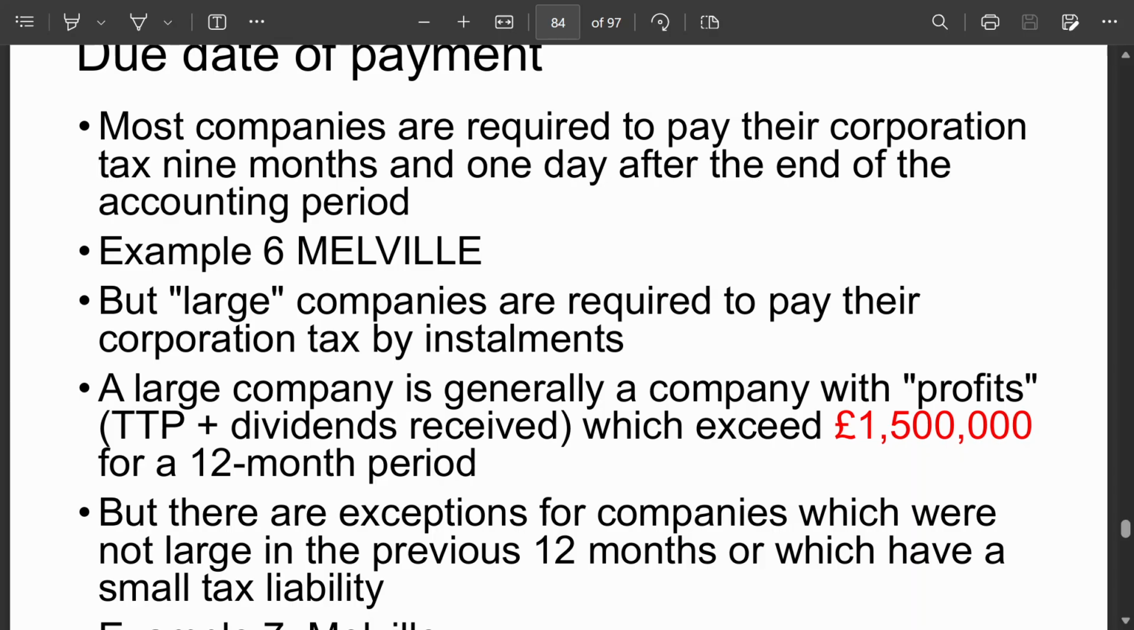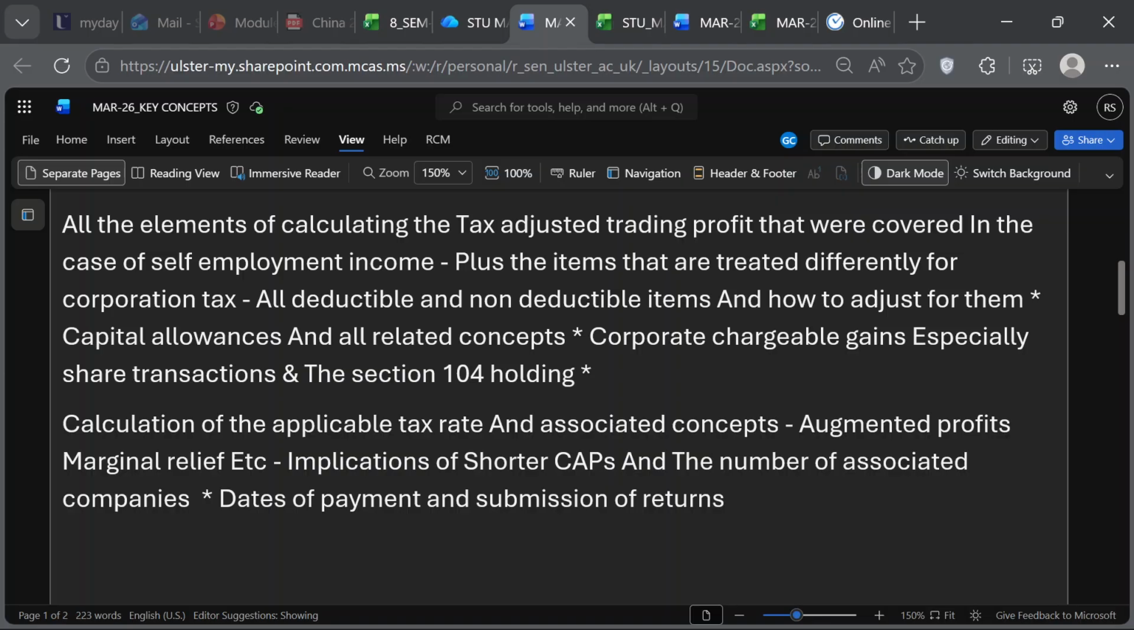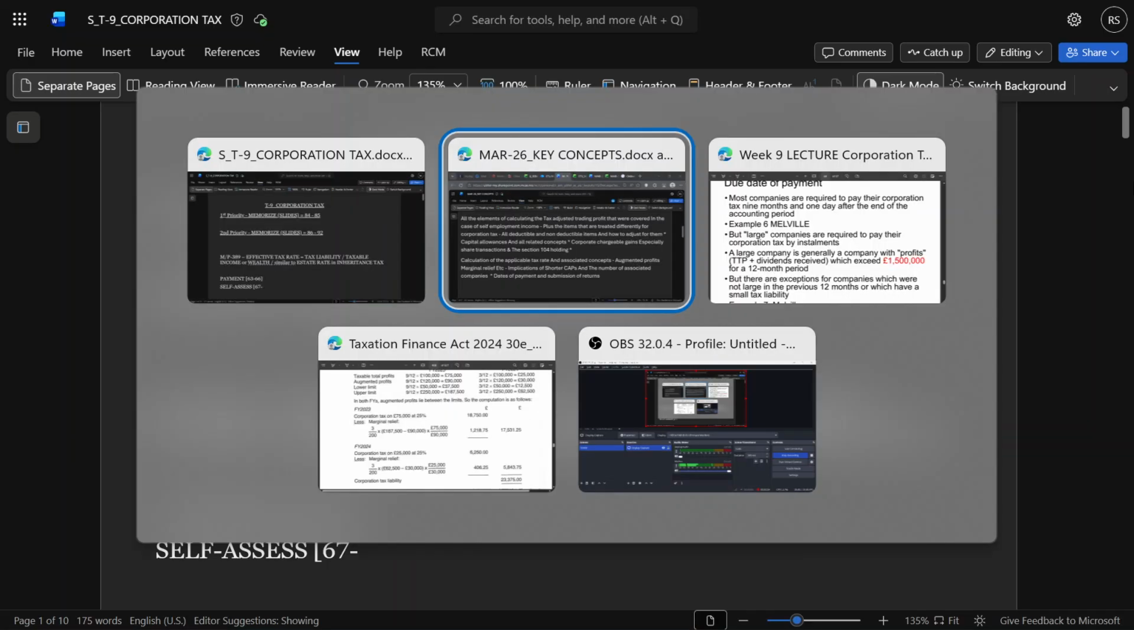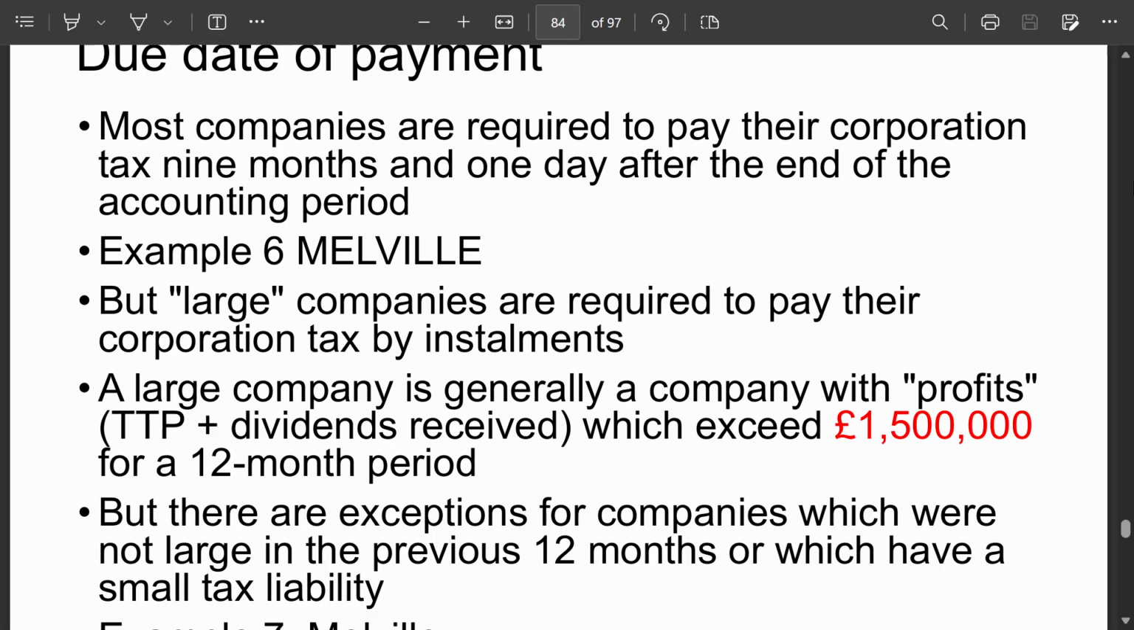Large companies, I will lose too much time if I try to cover this. So there's a large company element, okay? This is the augmented profits. If augmented profits exceed 1.5 million, remember these definitions as well. That's why I said that under corporation tax notes, memorize slides 84 to 85. This part is maybe not so important, but for examples 6 and 7, you can look at their information.